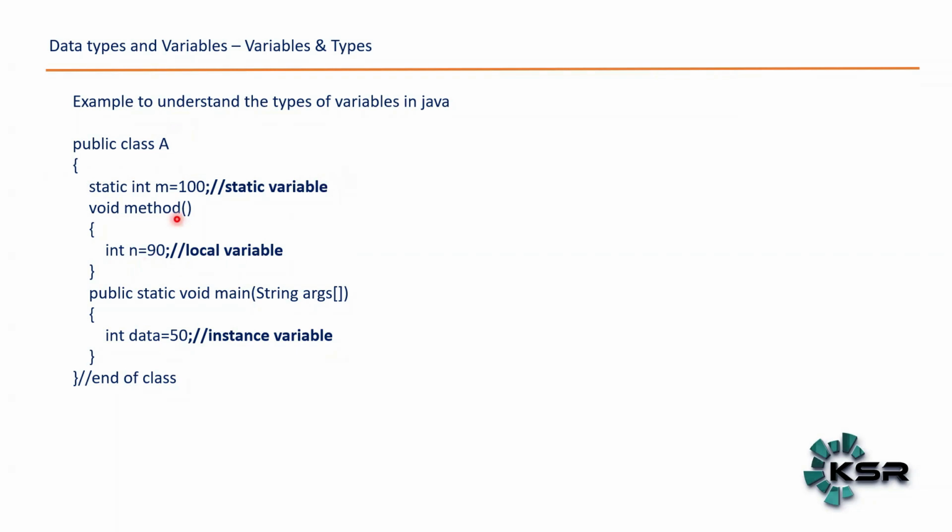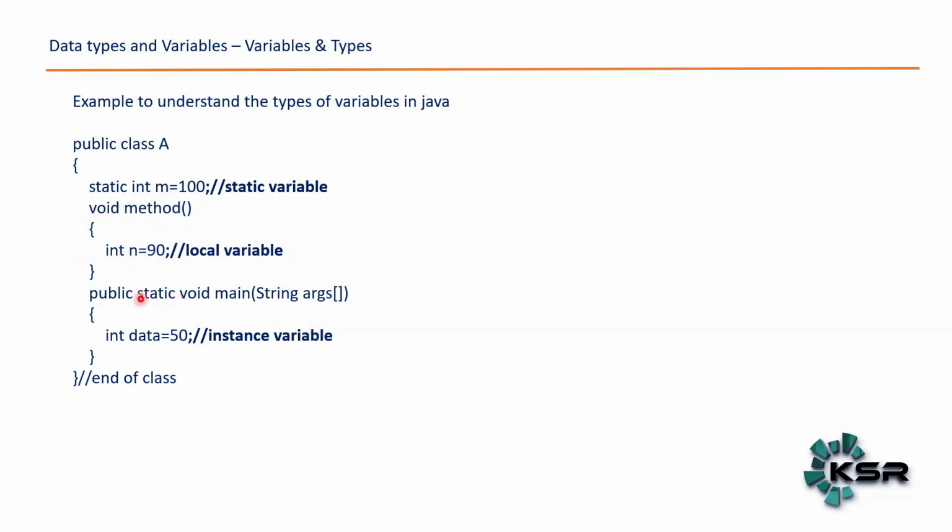Here within a particular method, I am having integer n equal to 90, right? So outside of this method, I cannot get this value of n. I can access this n only within this particular method. Outside of this method, I don't have access to this variable because int n is declared here. If you declare int n outside, I can access it anywhere. But it is declared here, so the value will be available only within this particular method.